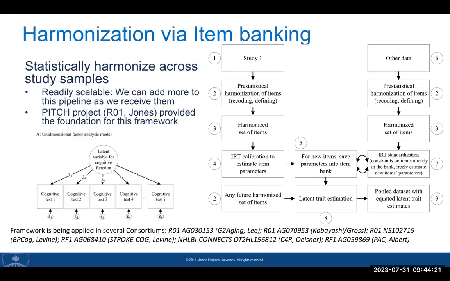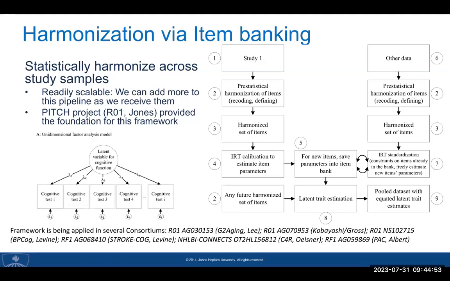You use item response theory, and basically you estimate an IRT model of cognitive functioning, either for general performance or a domain, and you estimate item parameters. And then you save those item parameters into an item bank. Think about a giant Excel spreadsheet in the sky or in your computer. You then take another data set, whether that's ELSA or Charles or La Ciudad. You do a similar pre-statistical harmonization of items that were administered in that study.